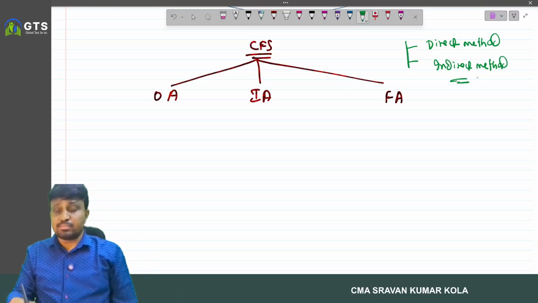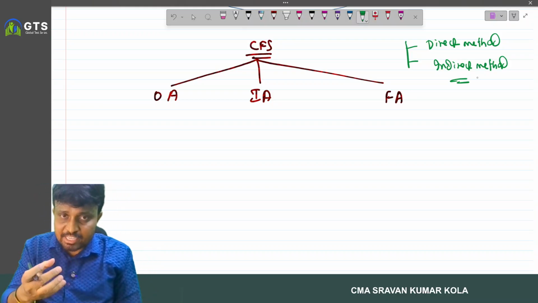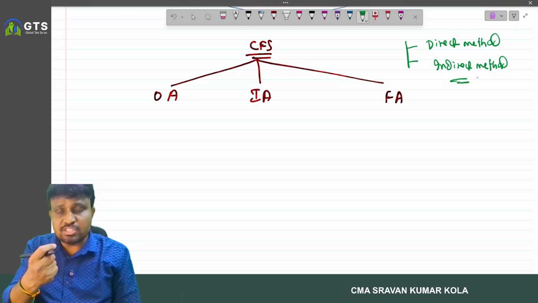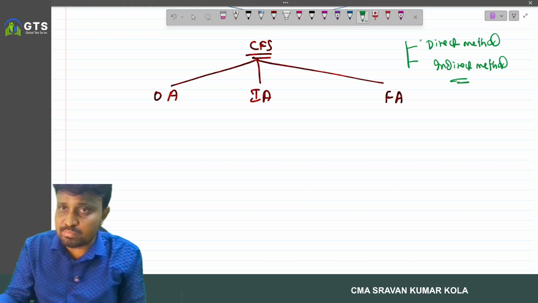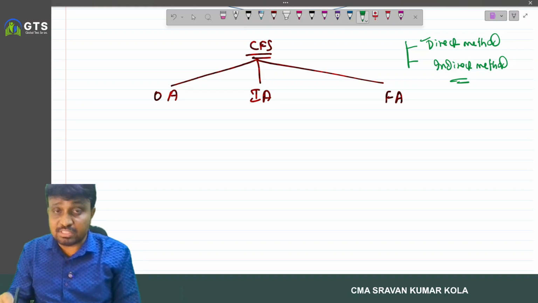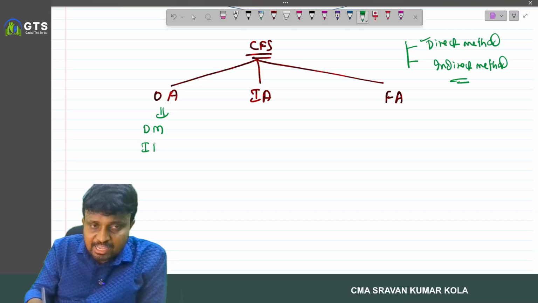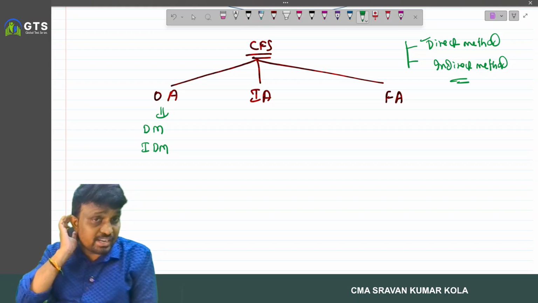Direct method and indirect method. We follow the direct method when we are able to identify the individual cash flows. If the cash flows relating to each and every item can be identified separately, then it is better to follow the direct method. Otherwise, we follow the indirect method. Normally, in the case of operating activities only, we can follow either the direct or the indirect method. Any one of the methods can be followed for operating activity.